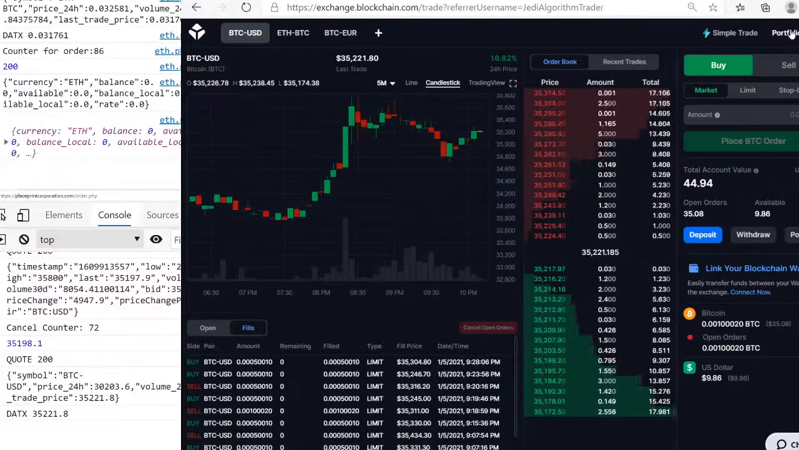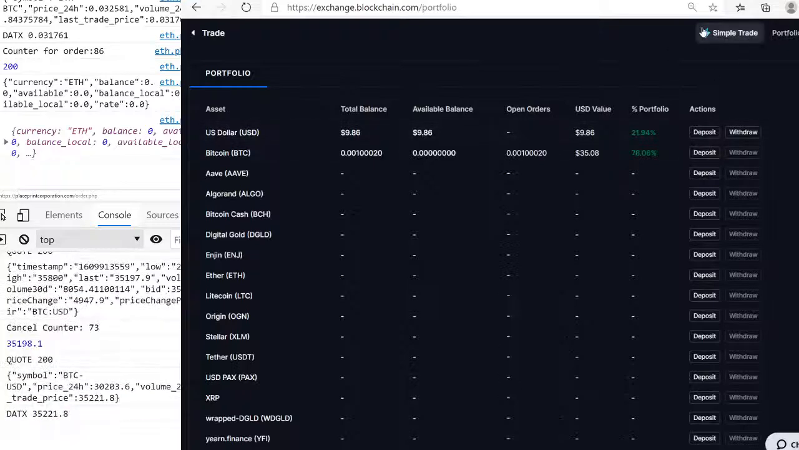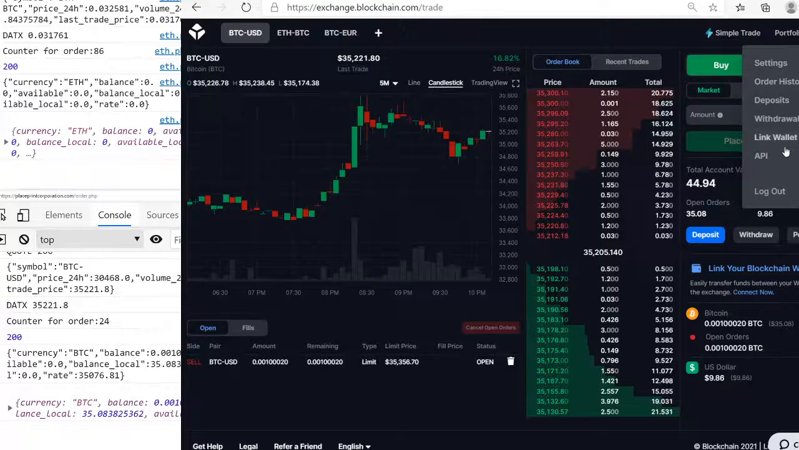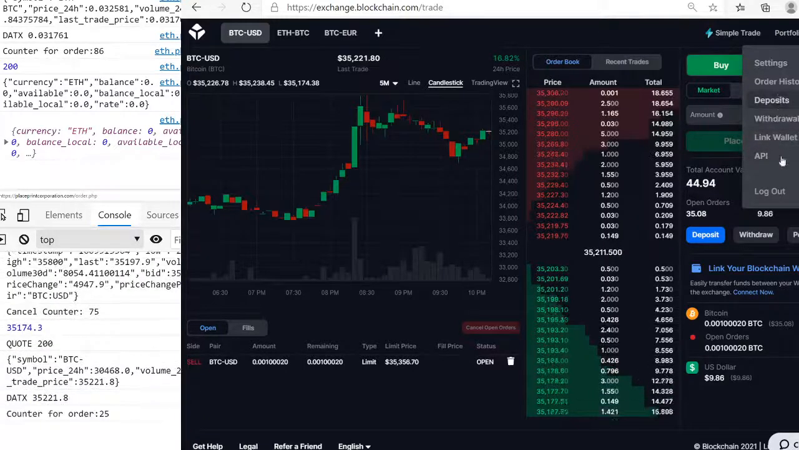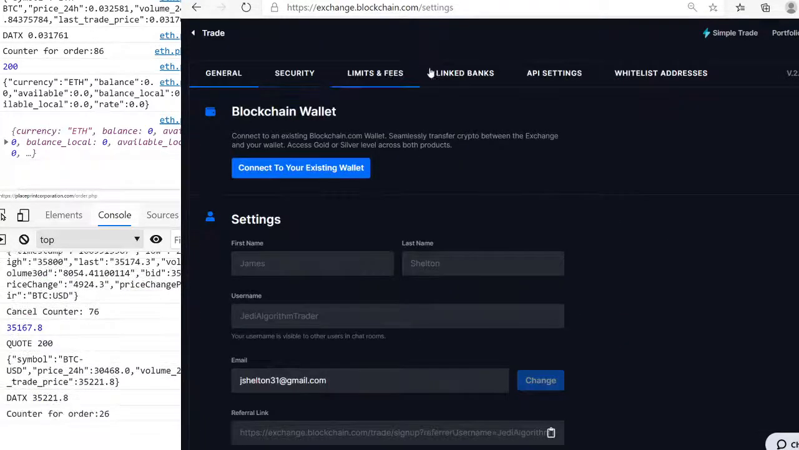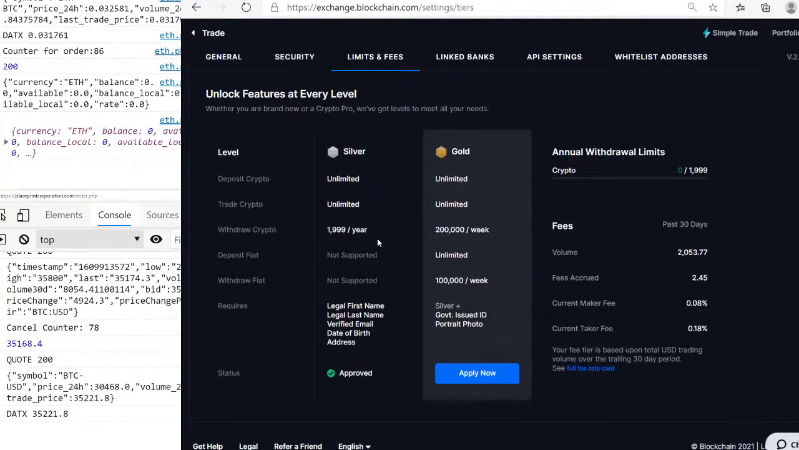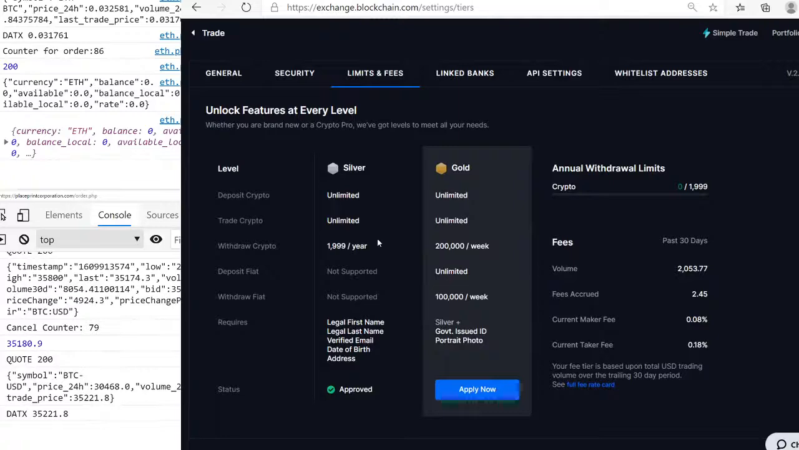Well, I'm going to have to upgrade to this gold. Damn, that's my fault. What do you need? Portrait photo? That's easy. I'll just do that later.